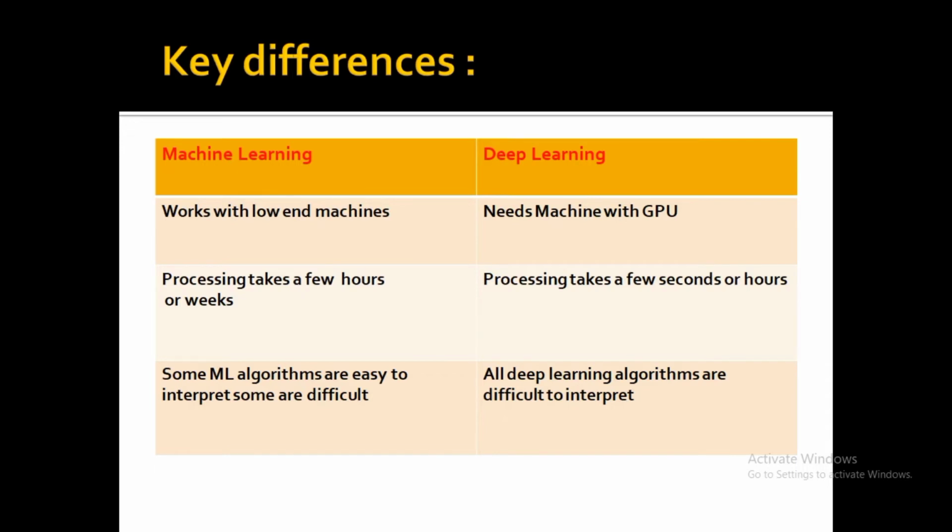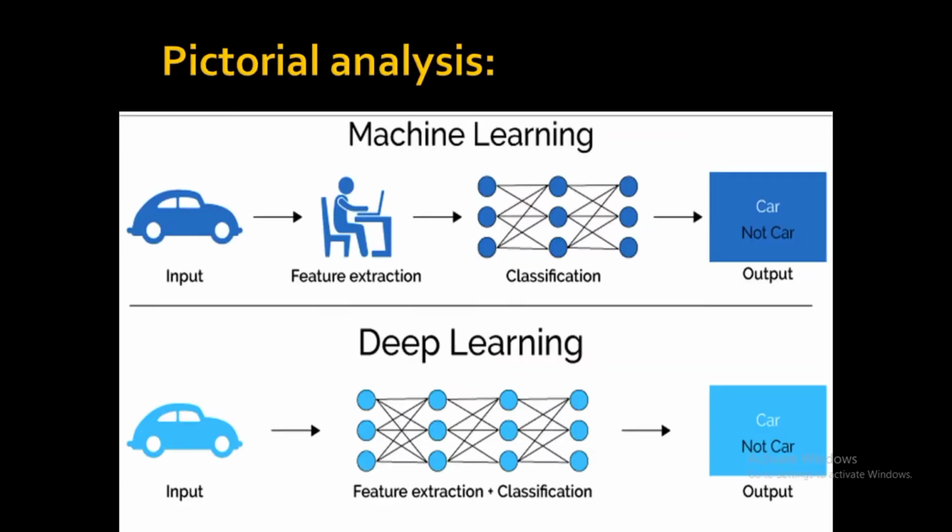In machine learning, it will take only a few seconds or up to hours for execution, whereas in deep learning, it may take weeks or a few hours for processing. Some machine learning algorithms are very easy to interpret and some are difficult, whereas in deep learning, all the deep learning algorithms are difficult to interpret since they are a combination of lengthy and different machine learning algorithms.